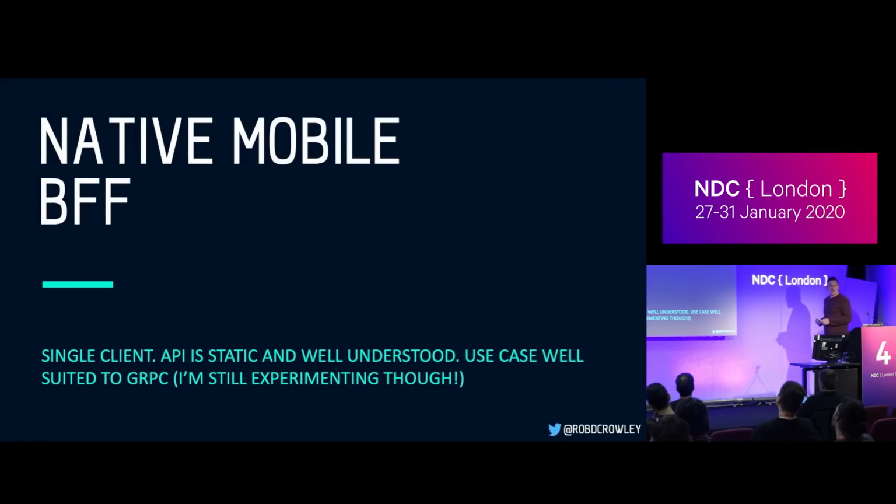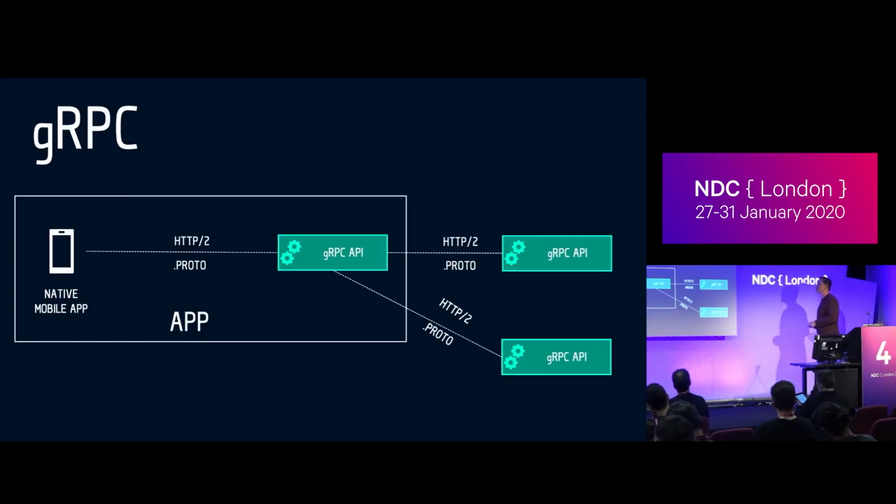So if that was web, what about mobile? If we want to have a BFF, again a backend for front end, in this architecture the API is actually owned by the client team. And this is something I've been playing with quite a bit myself, and I'm actually thinking that gRPC is a wonderful fit for this, particularly in the native space, which I'll explain in a little bit.